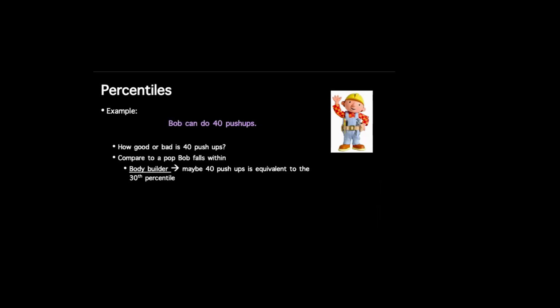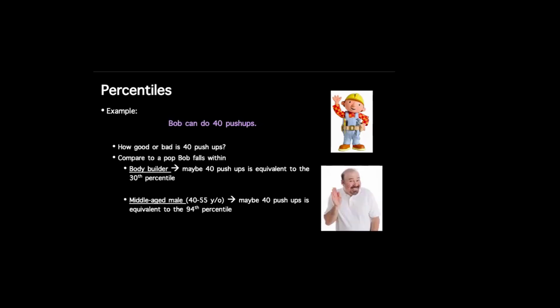Anyways, if Bob is a bodybuilder, doing 40 push-ups might not be that impressive, right? So maybe in a distribution of data that we've collected on push-ups that bodybuilders can do, he lands in the 30th percentile, which isn't that great, right? He's on the lower end of the spectrum. However, let's say Bob is a middle-aged man between the ages of 40 and 55 years old, right? Usually activity declines with age. It's not always intentional, but life gets in the way, right? So maybe 40 push-ups for a middle-aged guy is equivalent to a 94th percentile, in comparison to the rest of the people that fall in that category, okay?